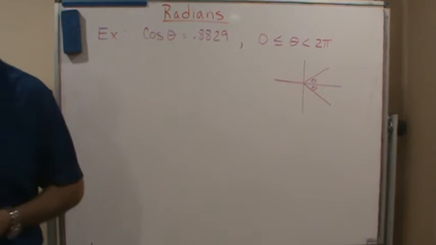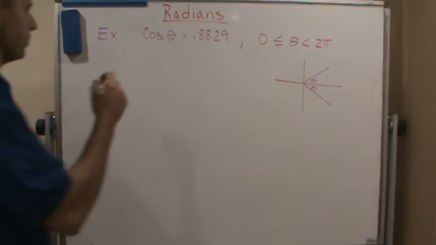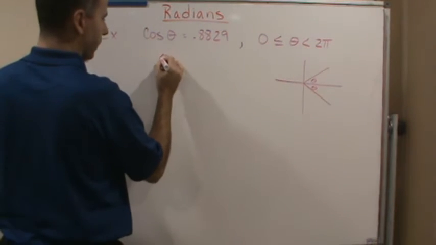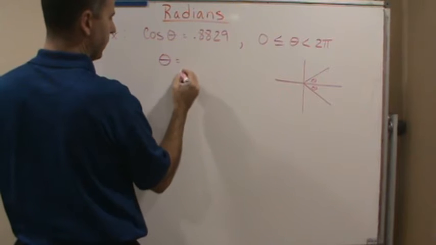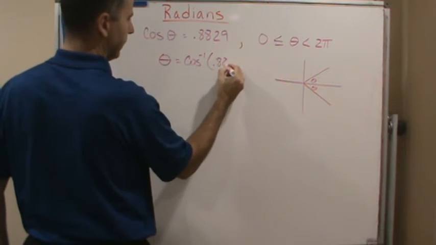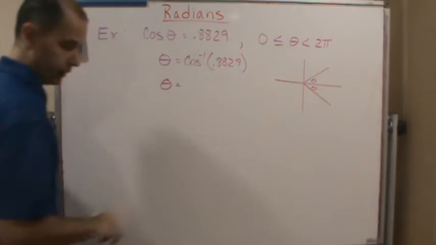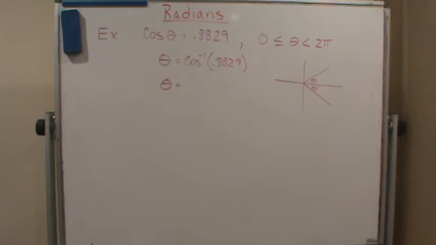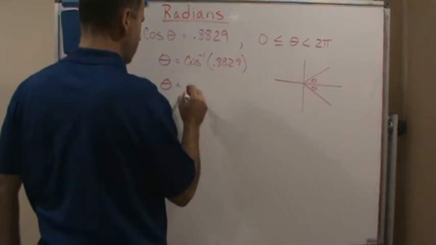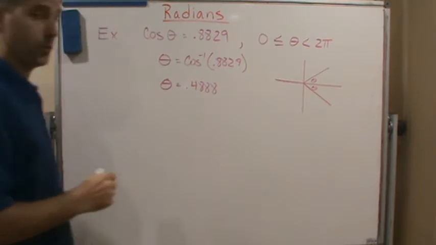So now, if we use our calculator and we use inverse cosine, if we take the inverse cosine on both sides, we get theta equals cosine inverse of 0.8829. And so the calculator is going to give us what value? The calculator is going to give us 0.4888. Now remember, this is always going to be the first quadrant. 0.4888, that's the first quadrant.